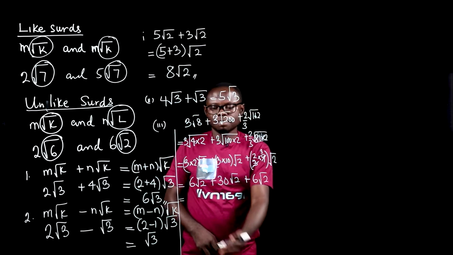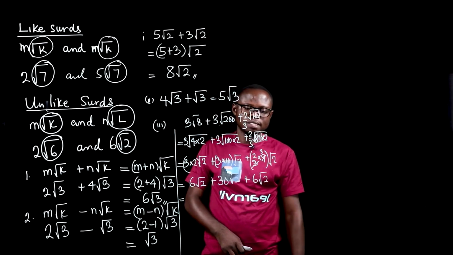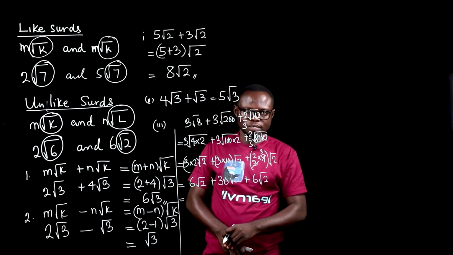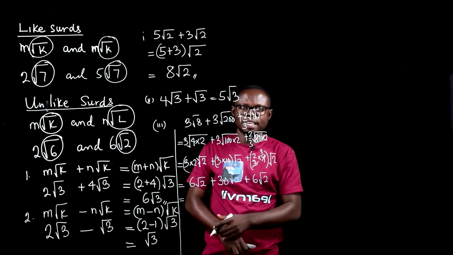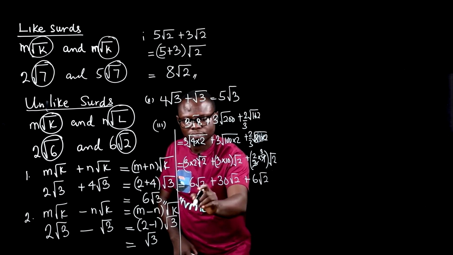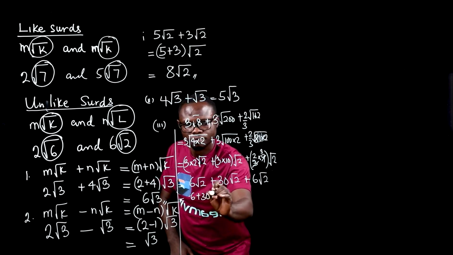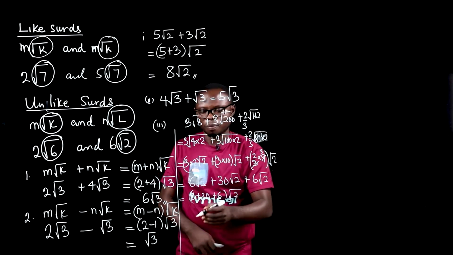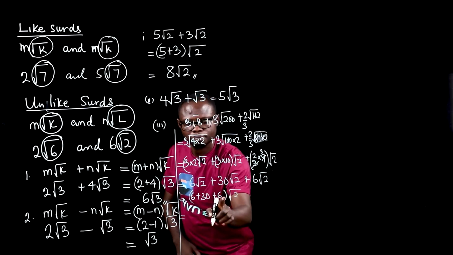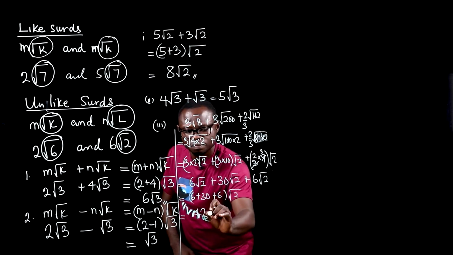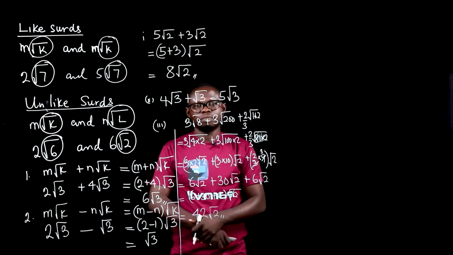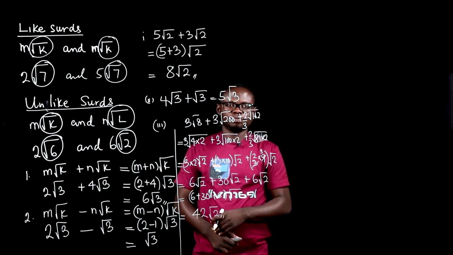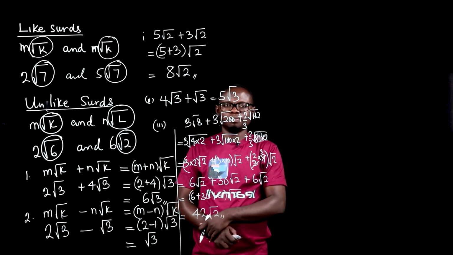We realize that 6 root 2, 30 root 2, and 6 root 2 again are all like surds. So we can put them together as a single surd. So we get 42 root 2. And that was so simple.